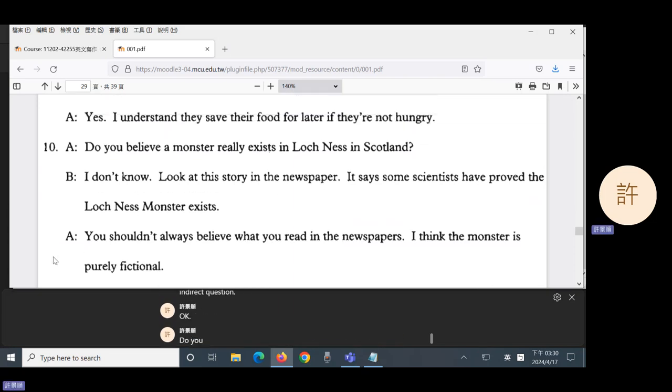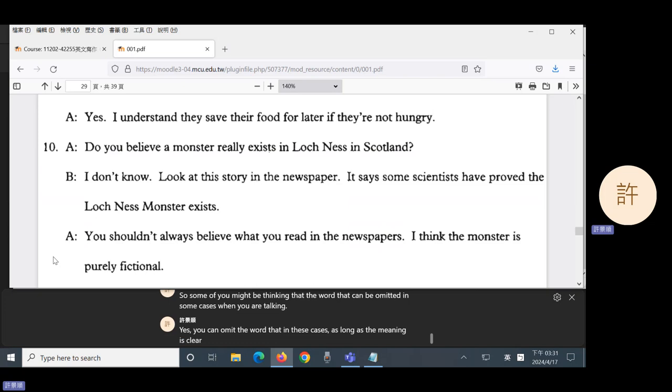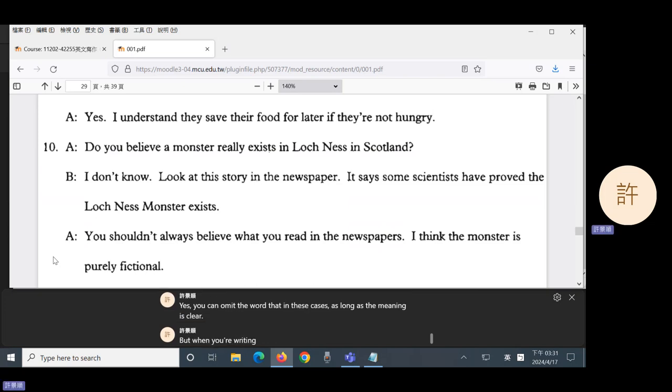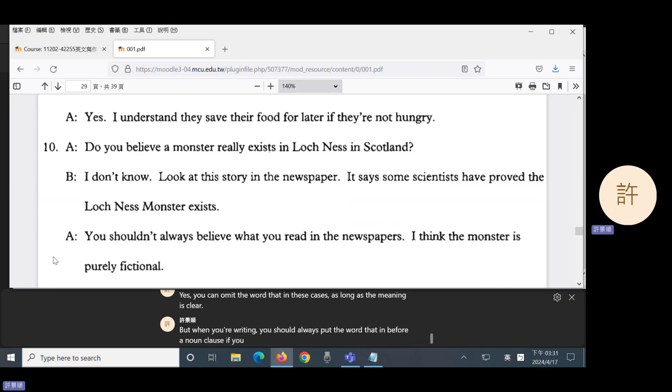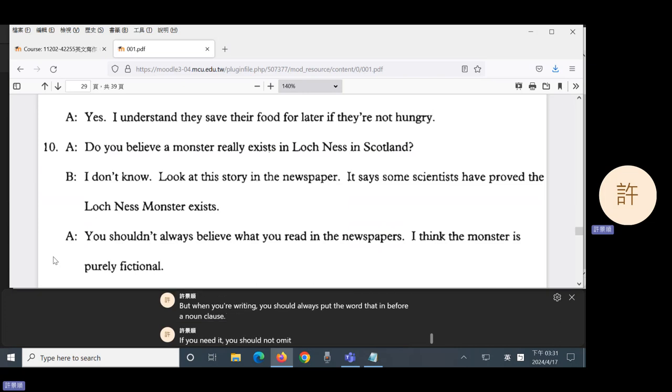Okay, do you have questions about this page? So some of you might be thinking that the word that can be omitted in some cases. When you are talking, yes, you can omit the word that in these cases as long as the meaning is clear. But when you're writing, you should always put the word that in before a noun clause if you need it. You should not omit this use of the word that when you are writing.